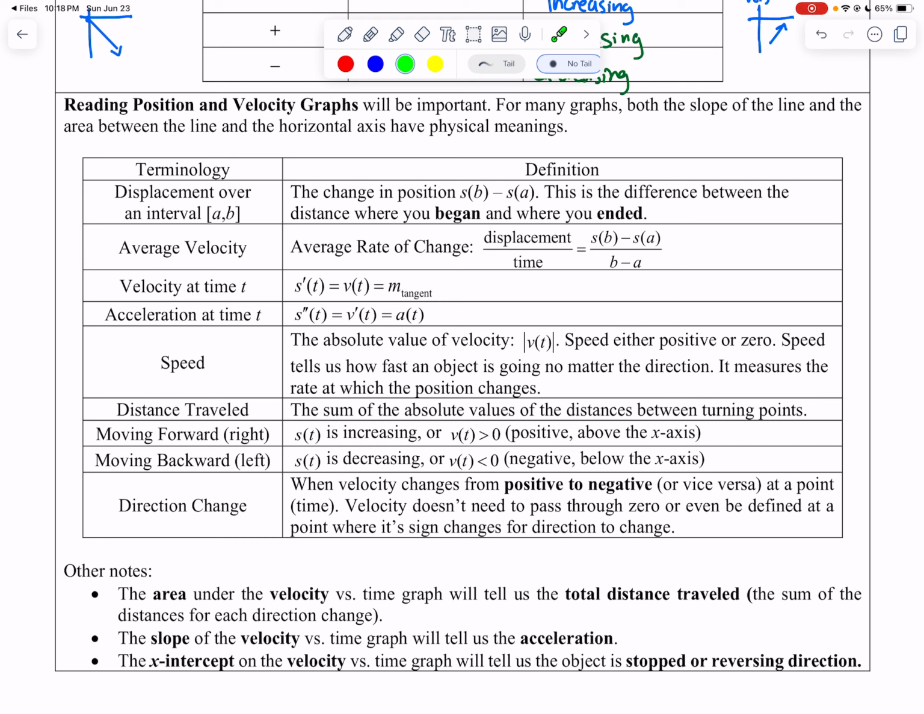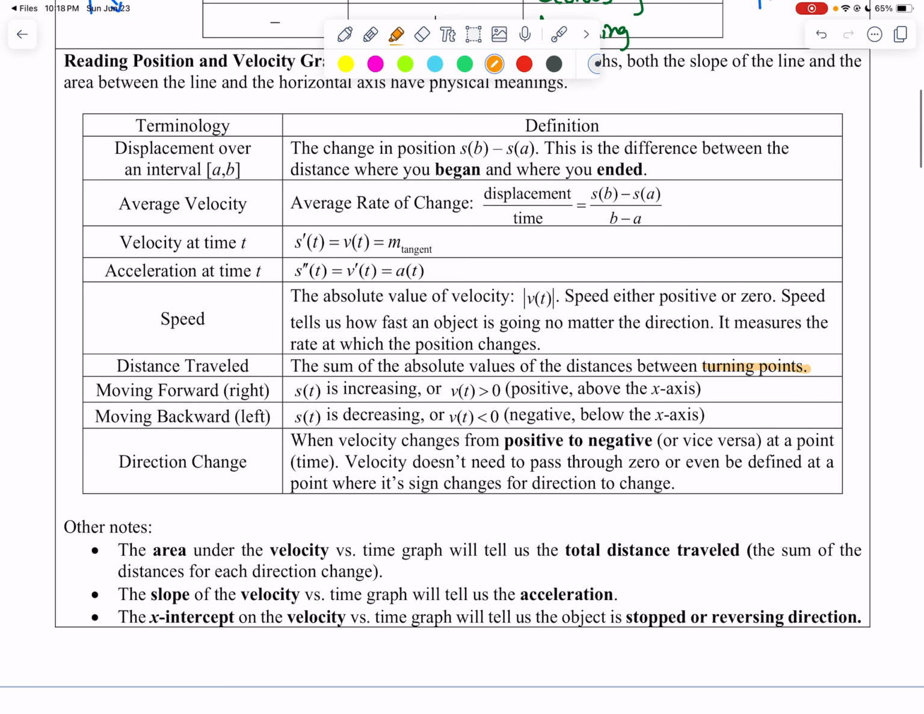Speed is going to be my absolute value of velocity. Speed is going to tell us how fast an object is going, no matter the direction, and it measures the rate at which the position changes. Now, distance traveled, like I said, is going to be different from displacement. Distance traveled is going to be the sum of the absolute values of the distances between the turning points. We're going to explain why the turning points make sense whenever we do a couple of examples with algebra.